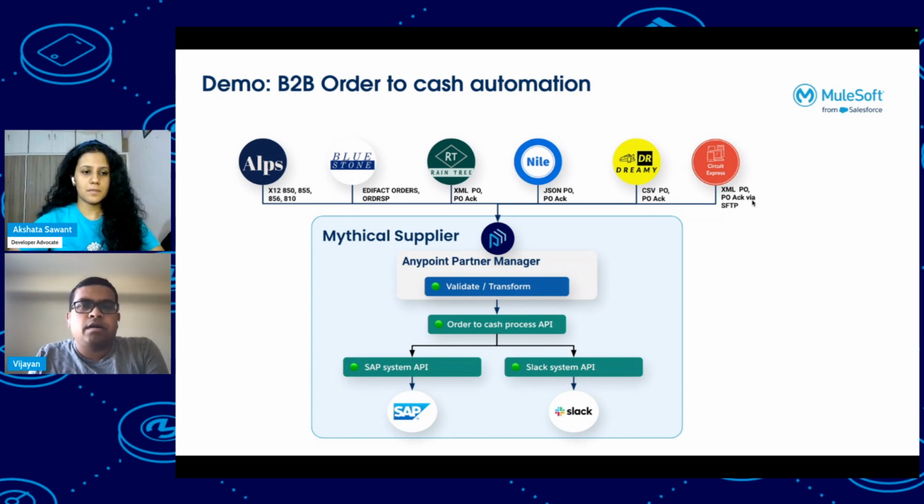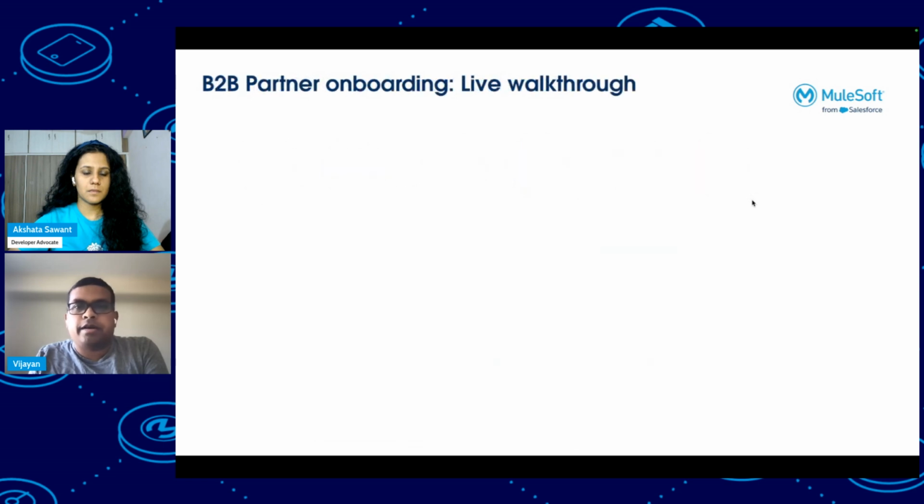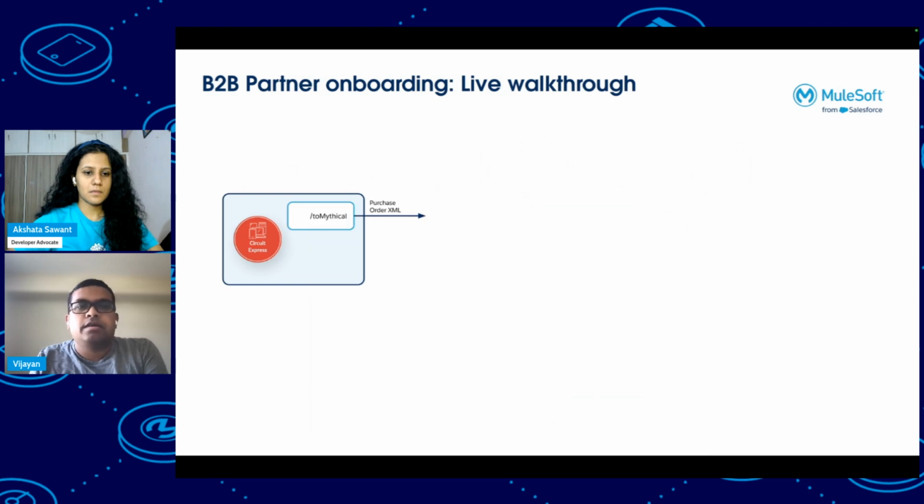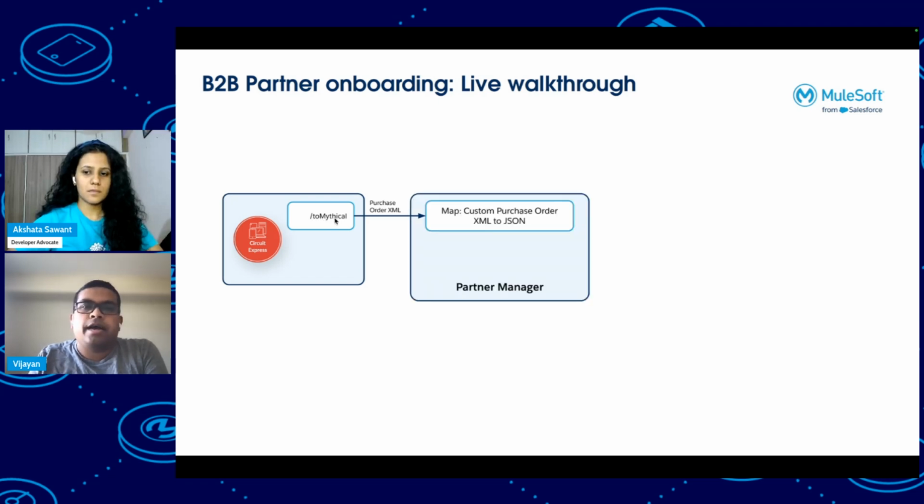And just to double click or zoom in on the particular use case that we're going to see, leaving aside all these EDI customers. So we have Circuit Express, who is our new customer that we're going to be onboarding. They're going to drop a purchase order XML file in an SFTP location in this folder. And Partner Manager is going to have endpoints that connect to that folder using a credential that we are going to be configuring, to pick up the file at a particular frequency that we're going to be setting in Partner Manager.